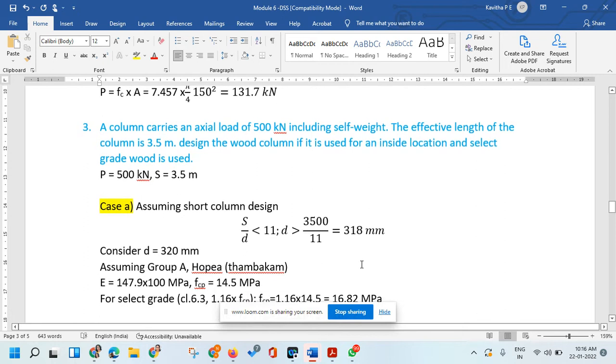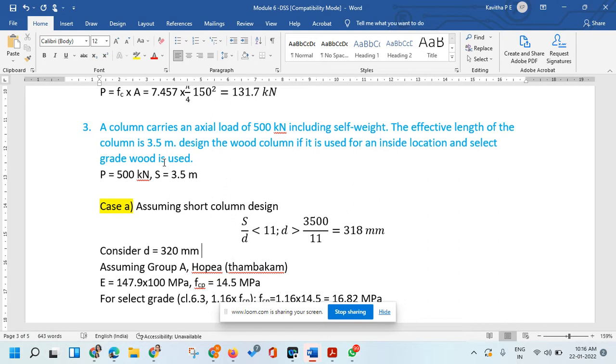Moving on to the third question. Here we have to design the column. The column carries 500 kilonewton. The effective length is 3.5 meter. Design the wooden column for an inside location and select grade wood. The type of wood is given only as select grade. So P and S are given. Maybe we can have different types of assumption.